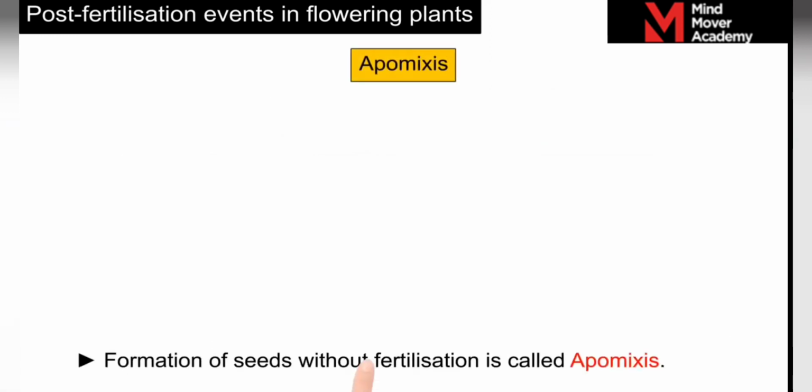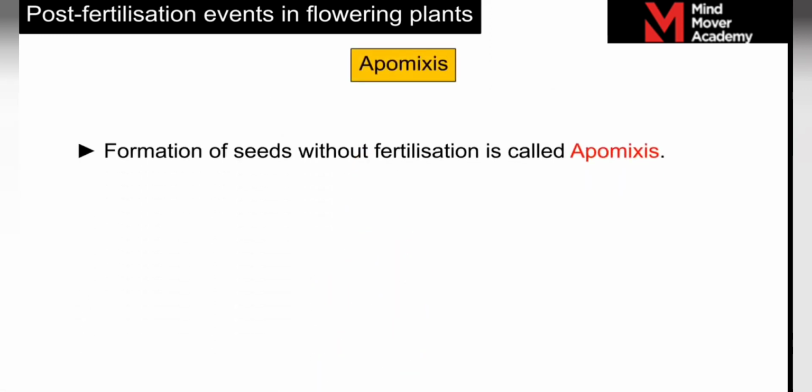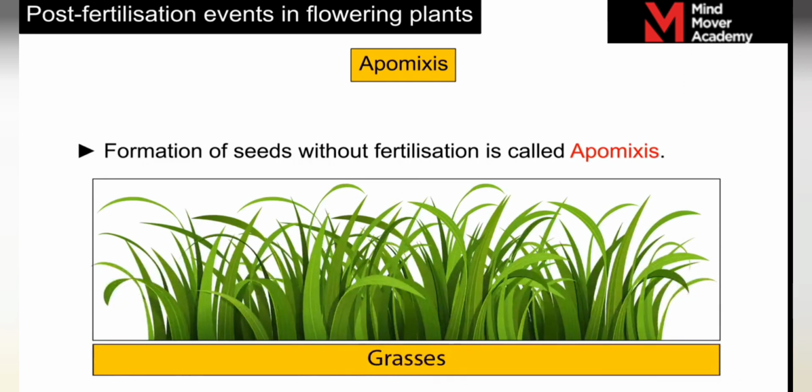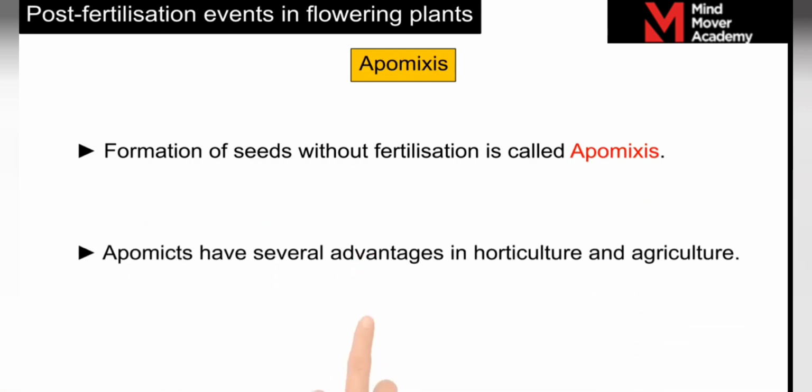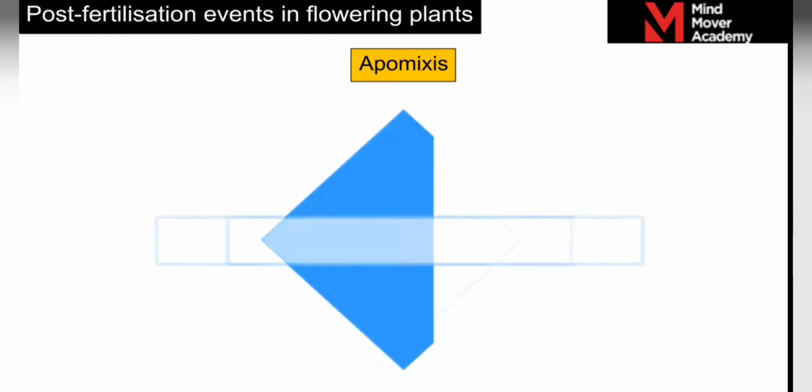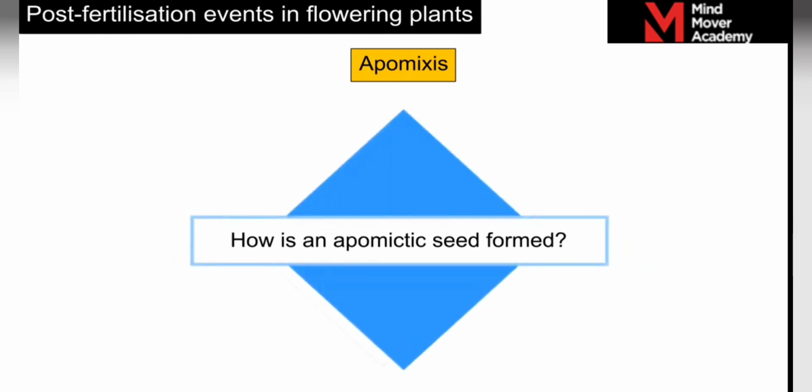And not just fruits, even seeds are formed without fertilization, and this is known as apomixis. Grasses show this phenomenon. Apomicts, or plants that reproduce by apomixis, have several advantages in horticulture and agriculture. Apomictic seeds can be formed in different ways.